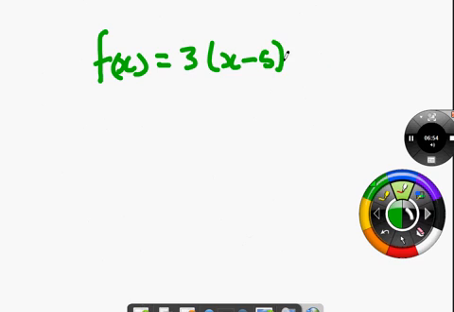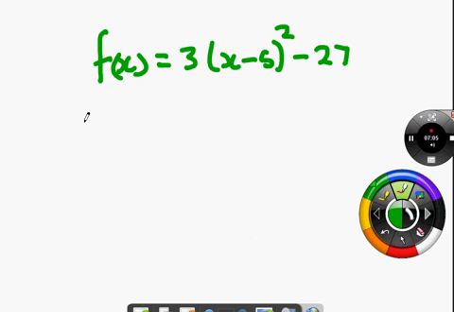Like for instance, if I had f of x, I'm going to try and use the same values so that we don't move too far away. 3 bracket x minus 5, and then squared, minus 27. Now I put a minus there. The other time it was a positive. That's why we couldn't find the other intercept.